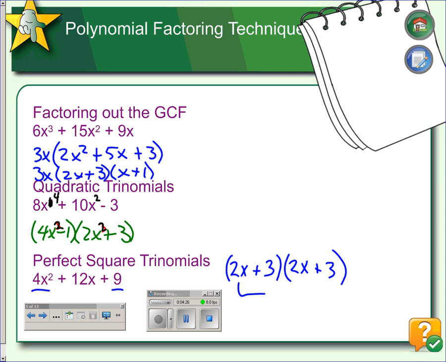When you multiply outside, you get 6x, inside another 6x, and that's where the 12 comes from. So it is a perfect square trinomial. When you factor it, it would factor as 2x plus 3 quantity squared. It is possible to factor your perfect square trinomial using the tic-tac-toe board, but if you recognize it as a perfect square trinomial, it's much easier to factor it just taking square roots.